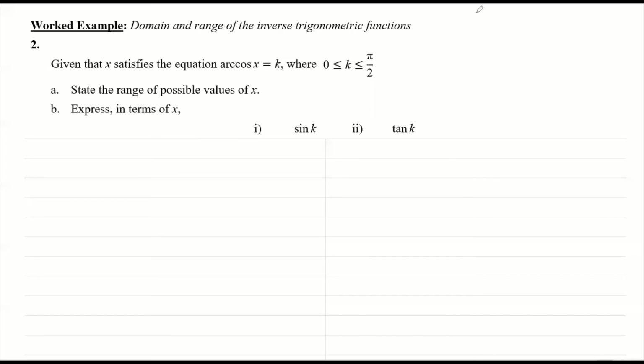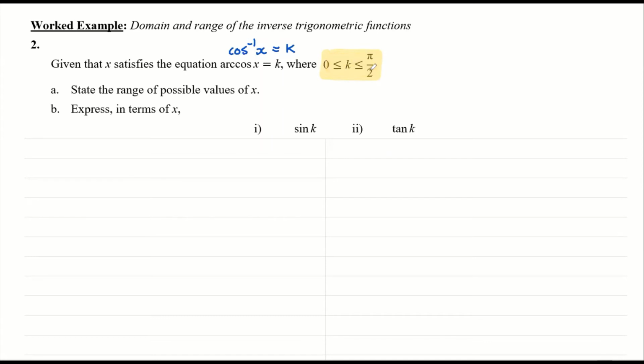So worked example 2, we're given an inverse trig equation, arccos x equals k. Just to remind you what this means in an alternative way of writing it: cos to the -1 of x equals k, and we're given this range of values of k from 0 to pi over 2.